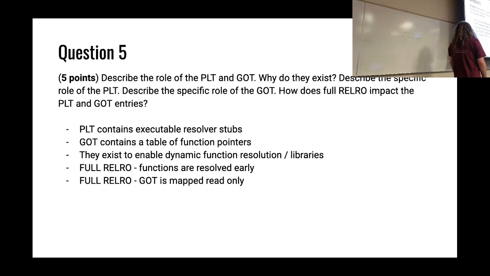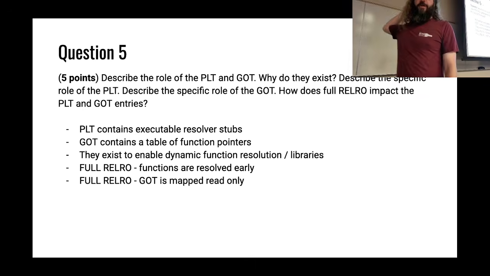What we were looking for: the PLT contains executable code. This is why you call puts@plt. That is where assembly instructions that are executed are located. You could have said stubs, you could have said it's executable. The PLT calls into the GOT. The GOT contains a table of function pointers. You didn't need to say that they point to the loader, they actually don't.